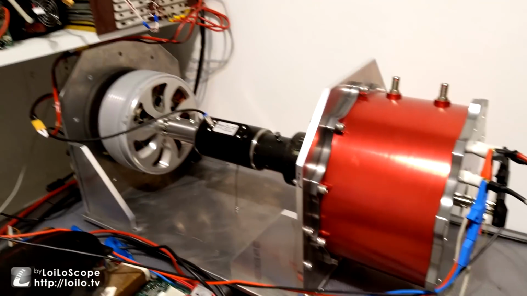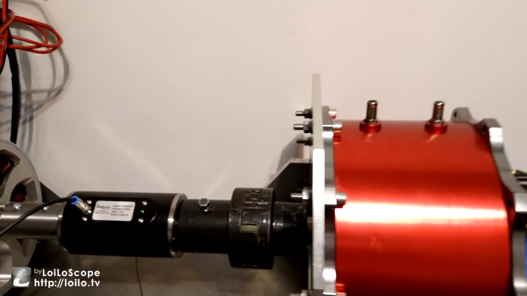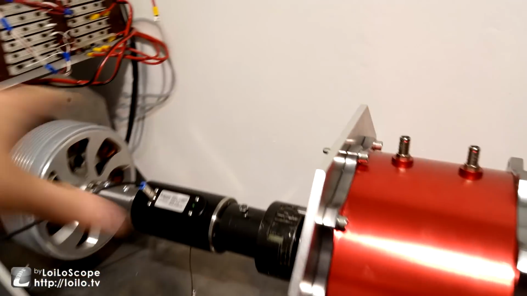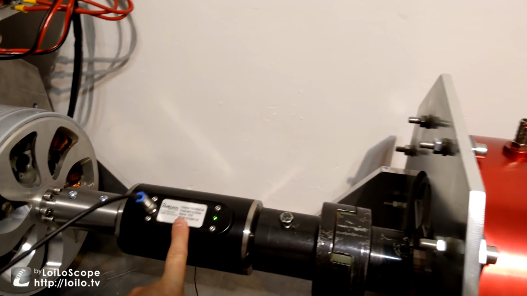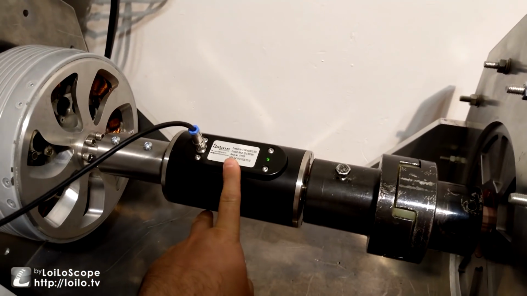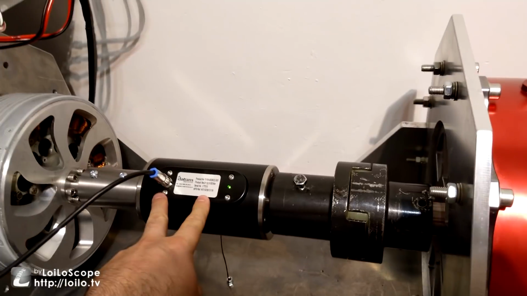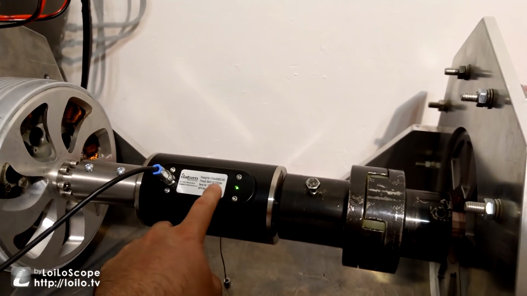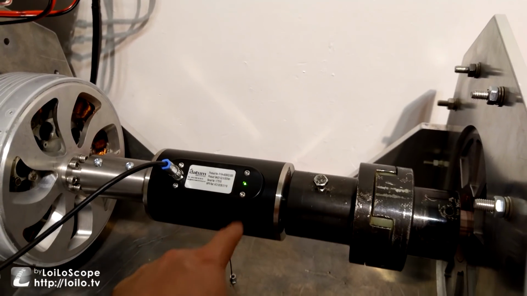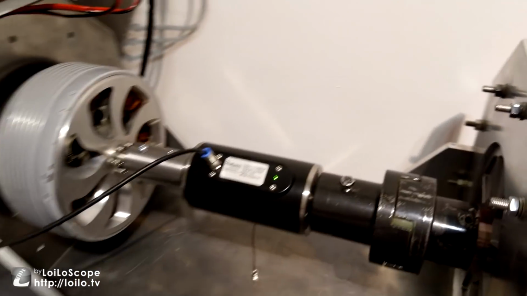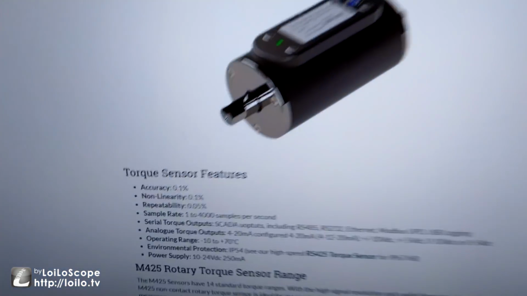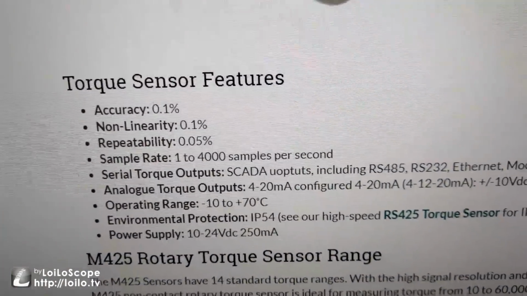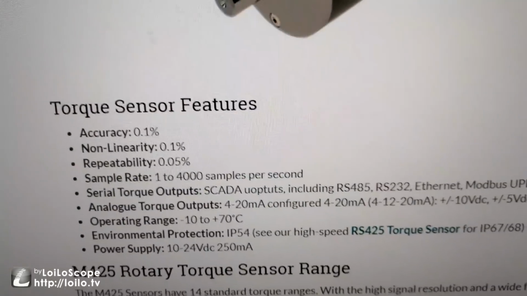This is the second setup where I connected both of my motors together. The 35 kilowatt and 130, and in between I have the torque sensor, which is coming from a UK company, Datum Electronics is the name, with the range from 0 to 500 Newton and 8000 RPM. The accuracy is 0.1 and non-linearity 0.1%. So it is a very good torque sensor.